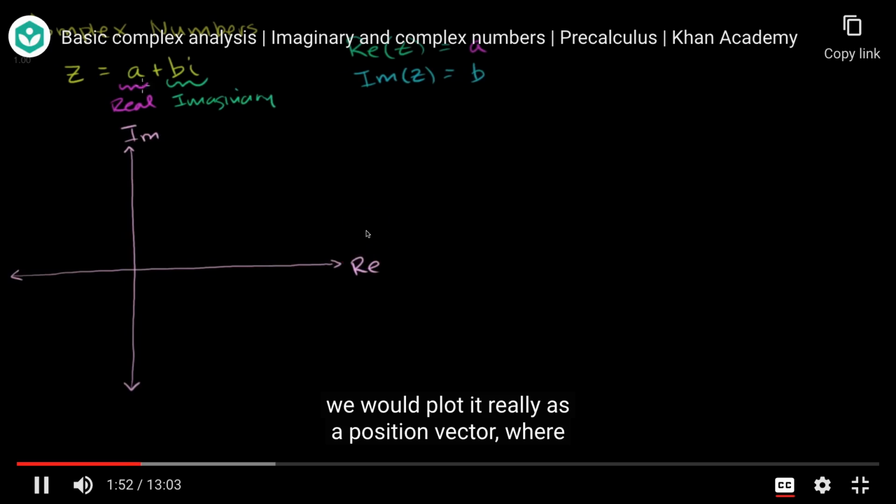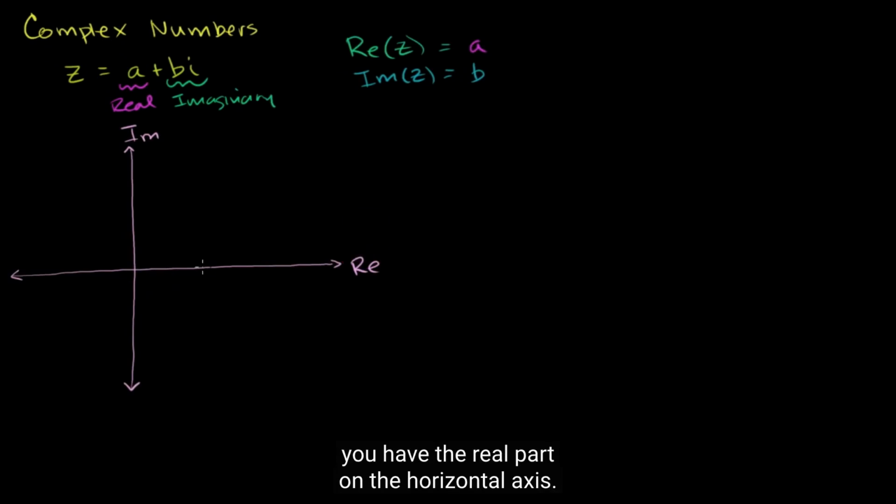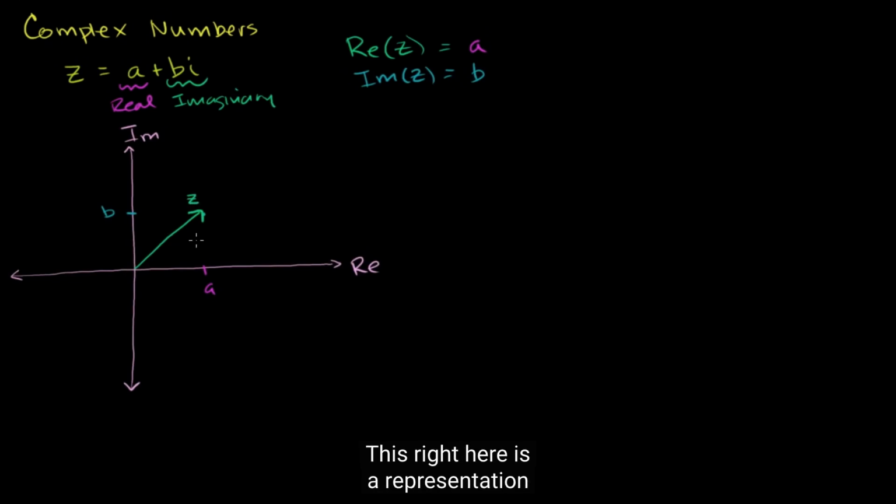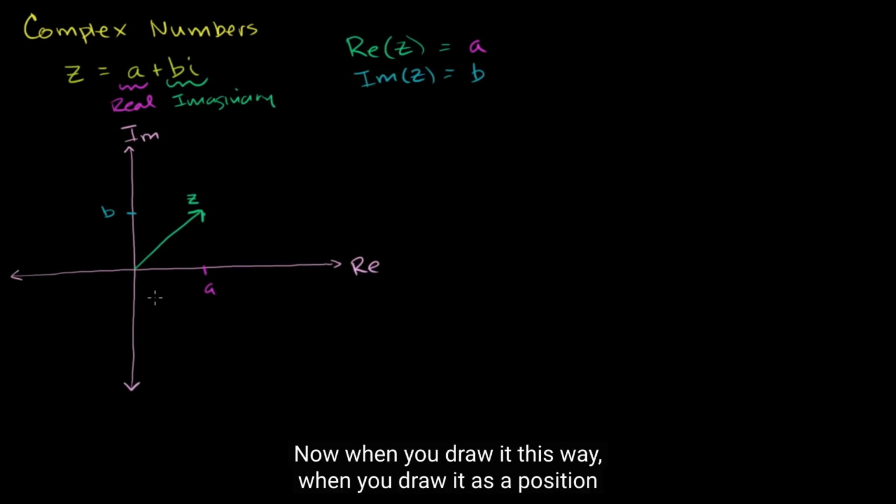So in the example of z being a plus bi, we would plot it. Really it is a position vector where you have the real part along the horizontal axis. So let's say this is a, and then the imaginary part along the vertical axis, or the imaginary axis. So let's say that this is b. And so we would represent in an Argand diagram the vector z as a position vector that starts at 0 and that has a tip at the coordinate a comma b. So this right here is a representation in our Argand diagram of the complex number a plus bi, or of z.